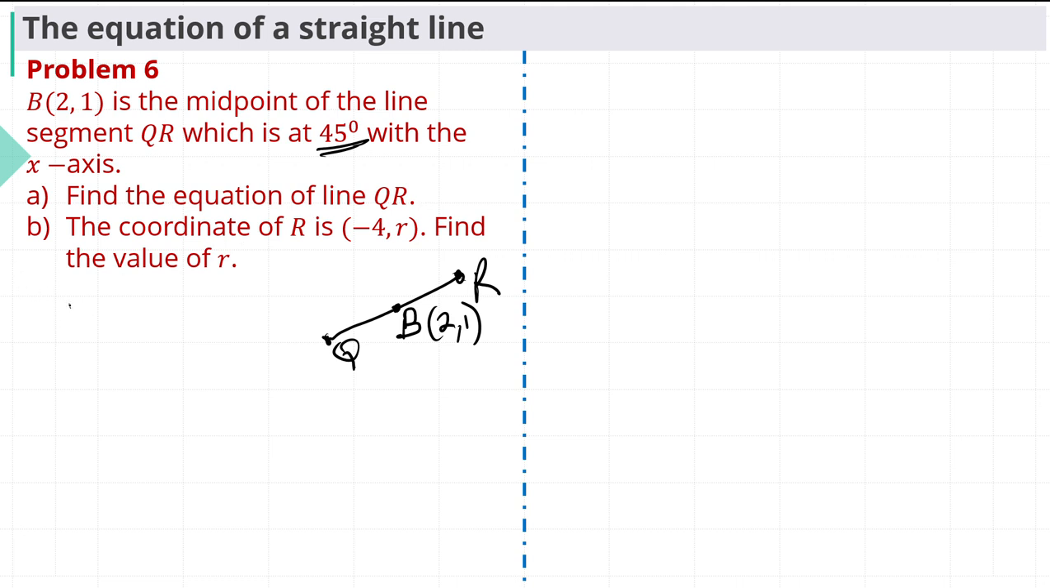We know that the general equation is y equals mx plus c. But then we need the gradient of this straight line, m. How do we determine m? We can use the formula m equals tan theta, the tan of the angle to which the straight line is inclined to the horizontal or the x-axis. Tan 45 degrees gives us 1. So in place of the m in the general equation we can put 1.